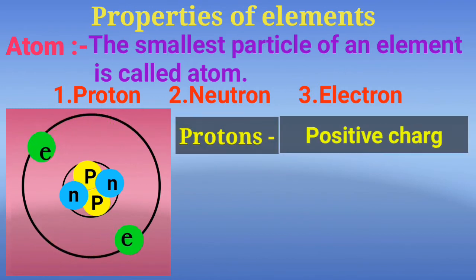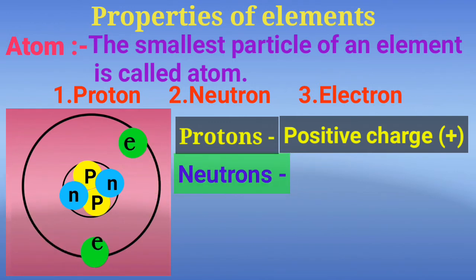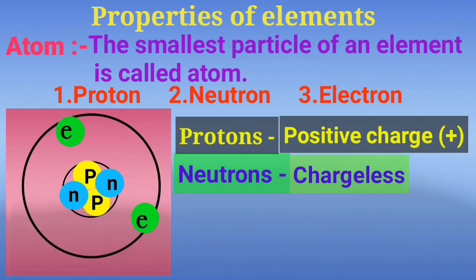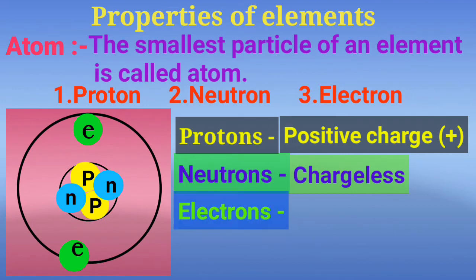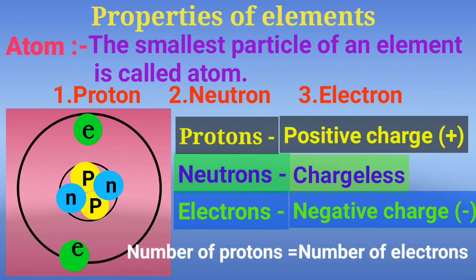Protons are positively charged particles. Neutrons have no charge. These are chargeless particles. Electrons are negatively charged particles. In each atom, the number of protons is always equal to the number of electrons.